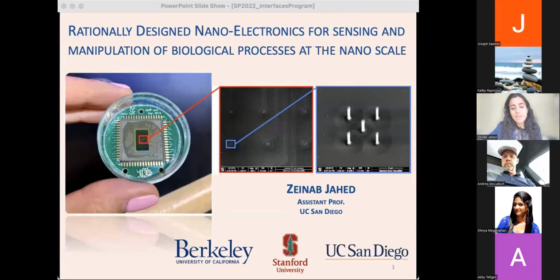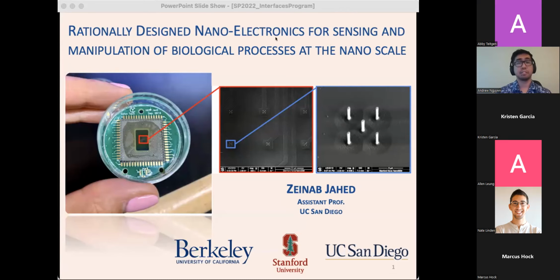So today I thought I'd talk a little bit about a few different projects that are going on in the lab, just kind of tell you a story about how we use this multidisciplinary, multi-scale approach to rationally design nanoelectronics for applications such as sensing and manipulation of biological processes at the nanoscale.